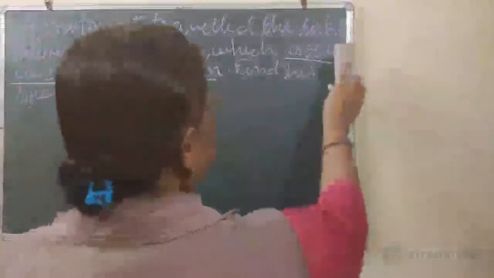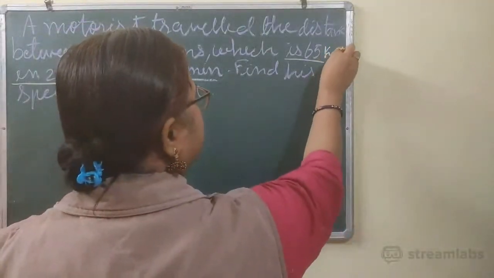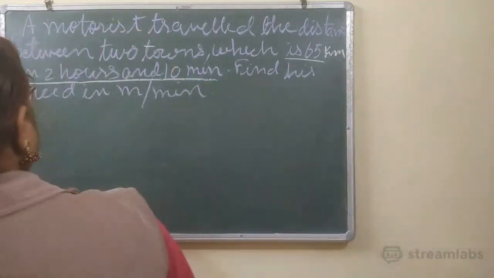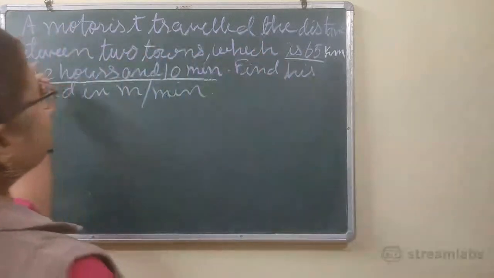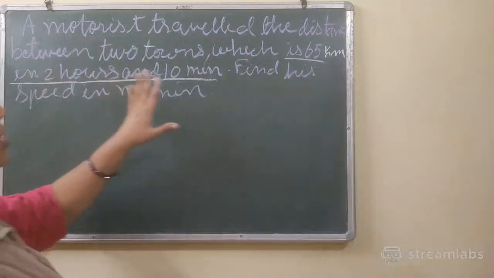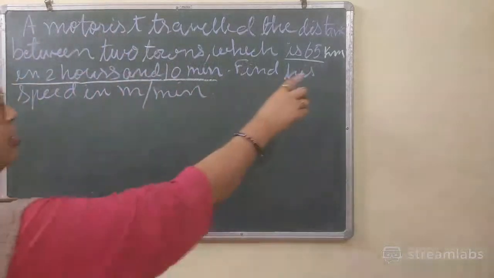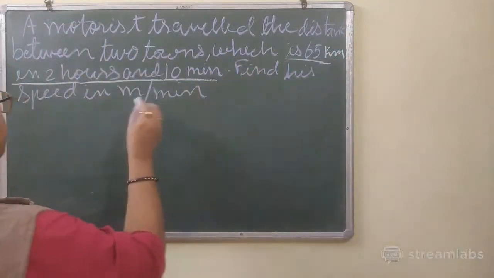Because here it is given, so this will not be there. Only 65 kilometer. So it is given here that a motorist travels the distance between two towns, which is 65 kilometer, in 2 hours and 10 minutes. Find his speed. Better than here, it will be kilometer because this is the distance.